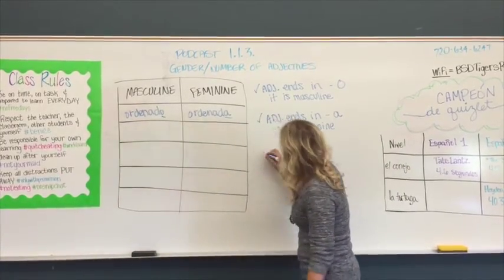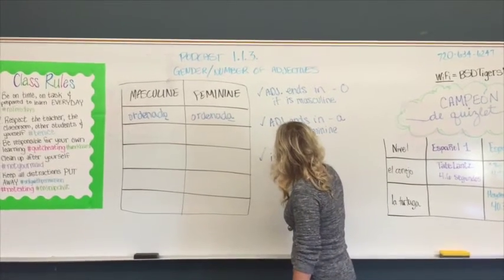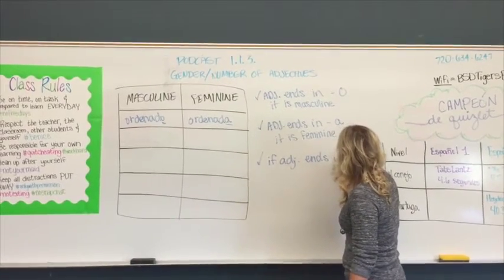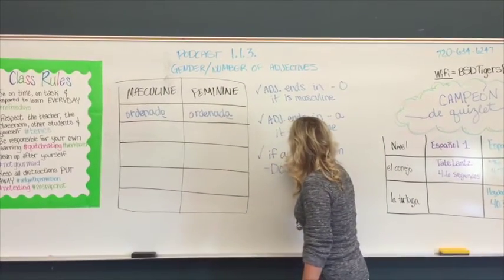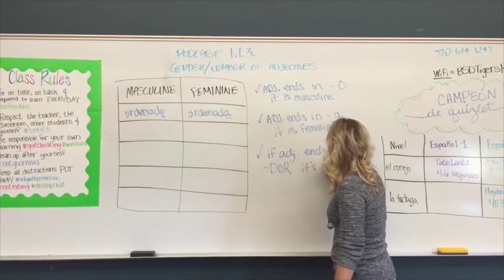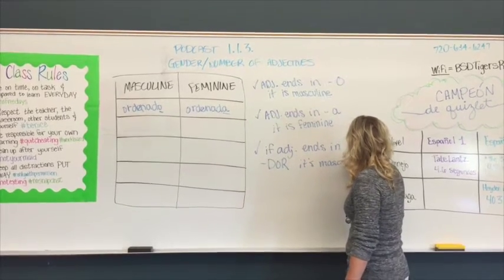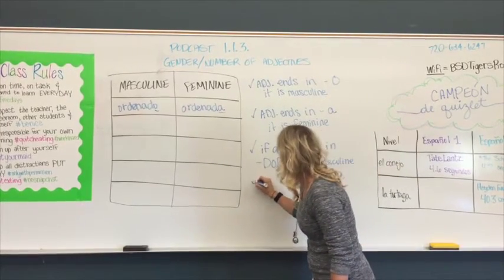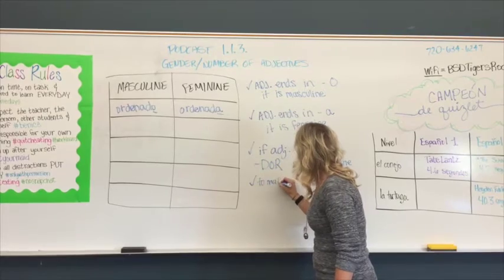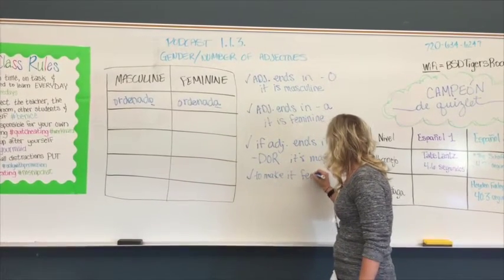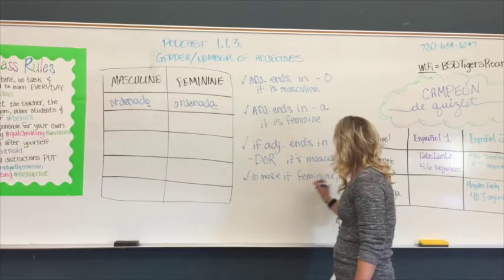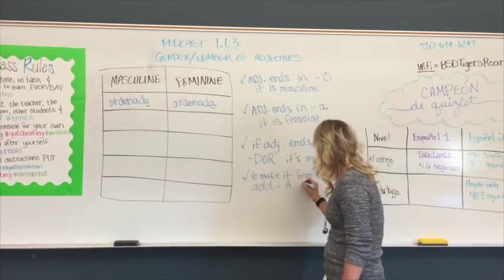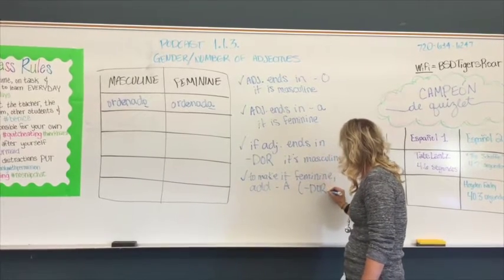All right, next rule. If the adjective ends in D-O-R, it's masculine. To make an adjective that ends in D-O-R feminine, add an A to the end. Okay, so dor now becomes dora.